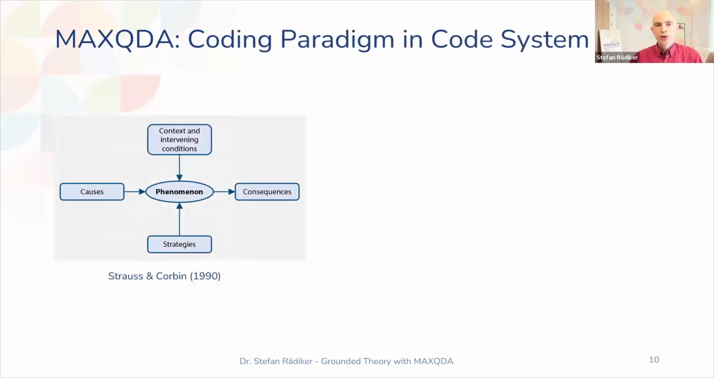Strauss and Corbin suggested that it may be helpful in a grounded theory project, not for all, but for some, to work with a coding paradigm. And the coding paradigm consists of the idea that you're placing the phenomenon in the middle, then you're having the causes to the left, the consequences to the right, for example, the strategies and the context and the intervening conditions at top and at bottom.